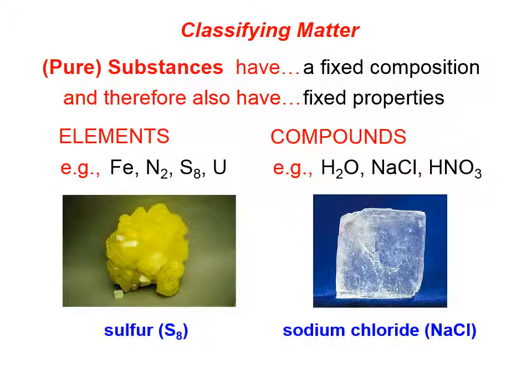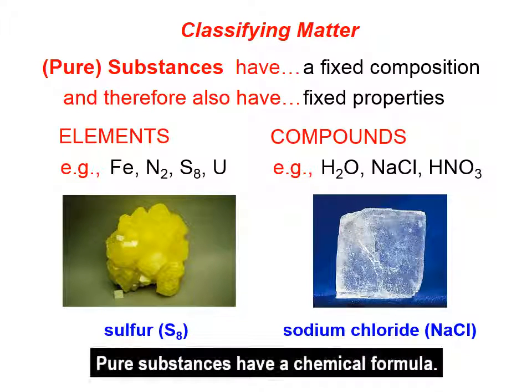So, pure substances can either be elements or compounds. Pure substances, you can see at the bottom of the screen, have a chemical formula, with no plus sign in the middle.